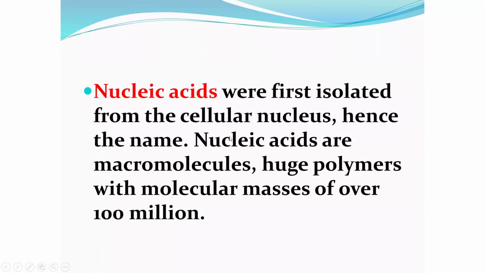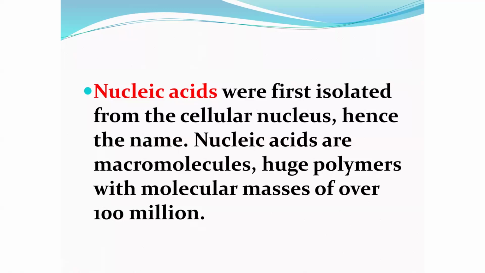Based on the sugar molecules, if the sugar is ribose, it is the ribose derivative, it is the RNA. Ribonucleic acid and deoxyribonucleic acid. So RNA means ribonucleic acid and DNA means deoxyribonucleic acid. If the sugar molecule is ribose sugar, it is RNA. If the nucleic acid contains deoxyribose sugar, it is called DNA.